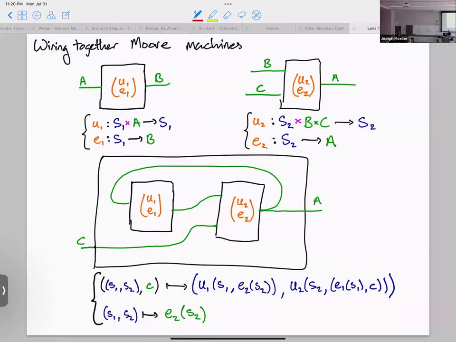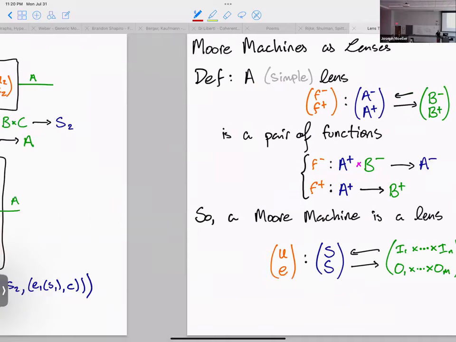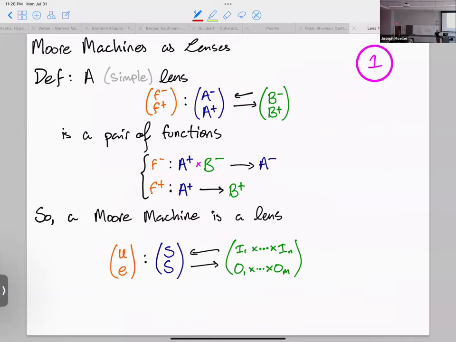And so I hope it's clear that whenever you have a picture like this, you could read out this formula. But I don't want to have to do this by hand. So we're going to first bring in lenses to do this.